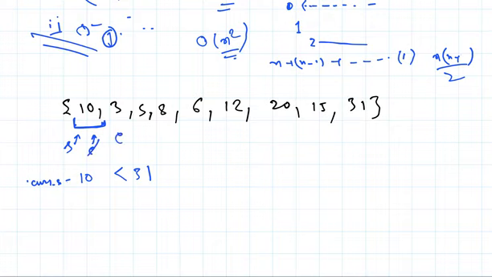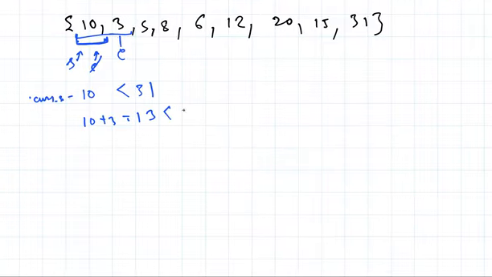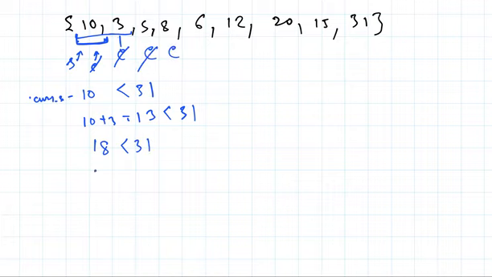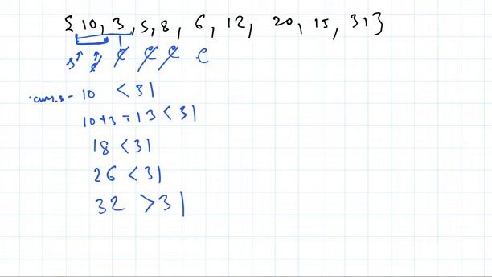So we will move the end pointer here. Now our window becomes this, and our new sum is 10 plus 3, 13, and again it's less than 31. So we will move end here, and now it becomes 13 plus 5, 18, still less than 31. So we will move end here. Now it becomes 18 plus 8, 26, still less than 31. So we will move end here, and now it becomes 32, which is more than 31. So now our window is this.